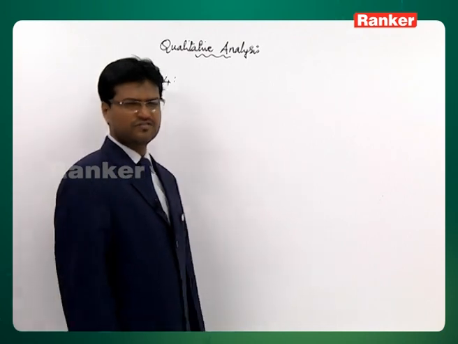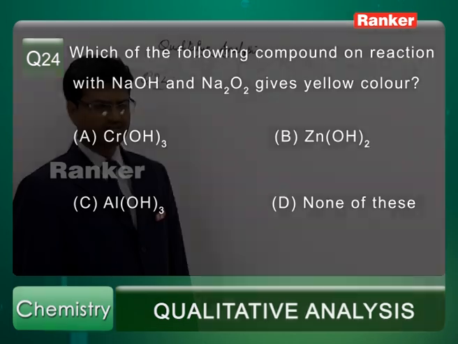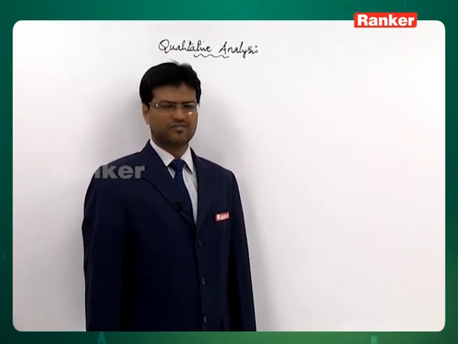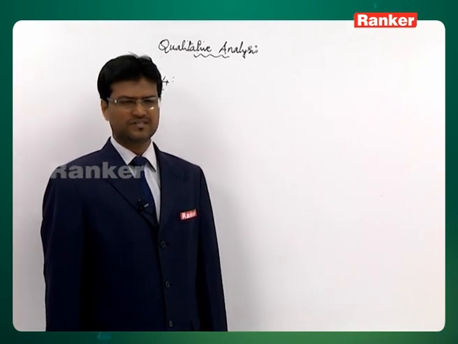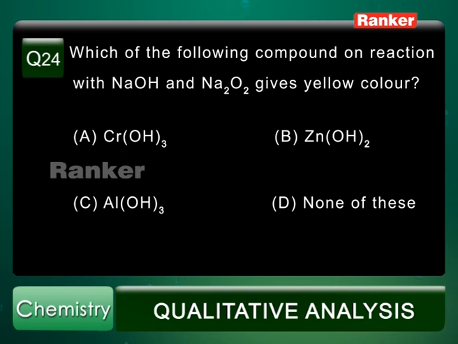Question number 24. Which of the following compounds on reaction with sodium hydroxide and sodium peroxide give yellow color? See, alkaline sodium peroxide is an oxidizing agent, and the species which can get oxidized, from the options you can see, are chromium, zinc and aluminum. The species which can get oxidized is chromium. Chromium can get oxidized to chromate, which is yellow colored. So, the answer is A, Cr(OH)3.